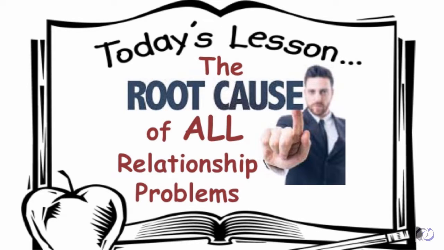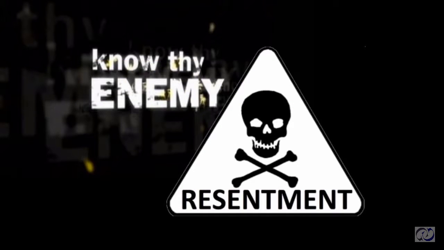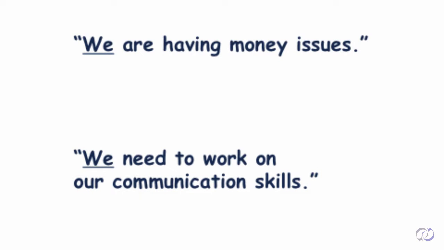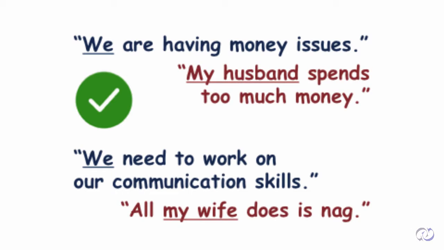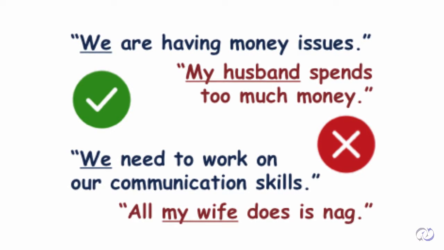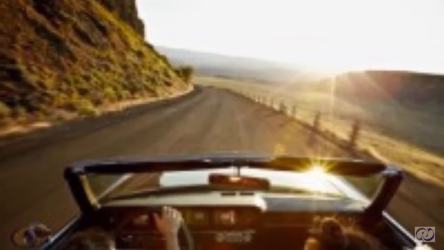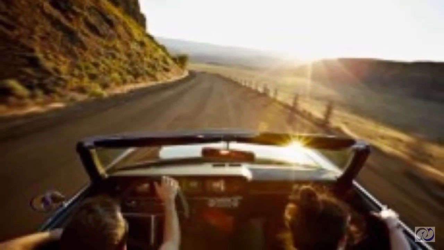In this lesson, we began exploring the first section of the Mel Fox method, environment. We exposed and defined resentment as the true enemy of relationships. We discussed how working with your partner to find the reason for resentment is effective conflict resolution, and battling against your partner to win an argument is not. It's only when you work together with your partner to unravel the mystery of your resentment that your relationship will have a clear road, restoring the attraction, closeness, and trust with your partner.